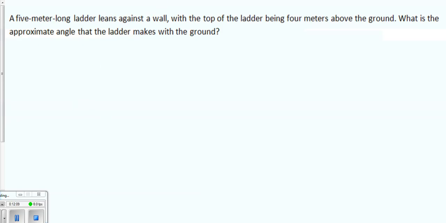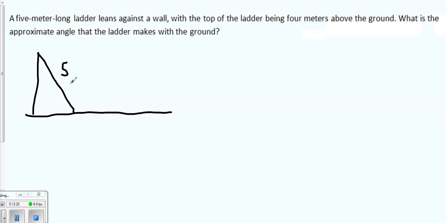Couple last examples here. A 5-meter long ladder leans up against the wall with the top of the ladder being 4 meters above the ground. So that's going to look something like this. Here's the wall, here's the ground, the ladder leans up against it like this. Ladder is 5 meters long, it is 4 meters high at the top. What is the approximate angle that the ladder makes with the ground? So that would be this angle right here that we're looking for.